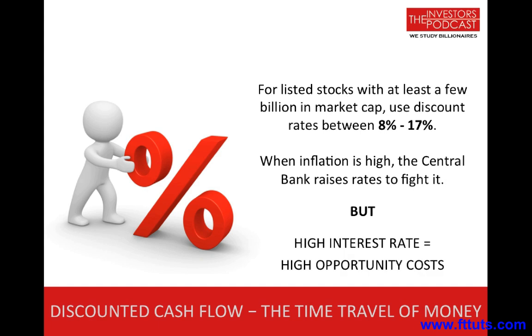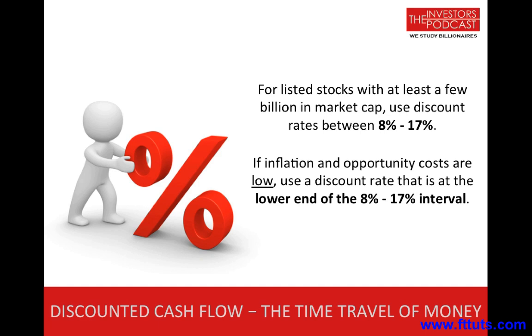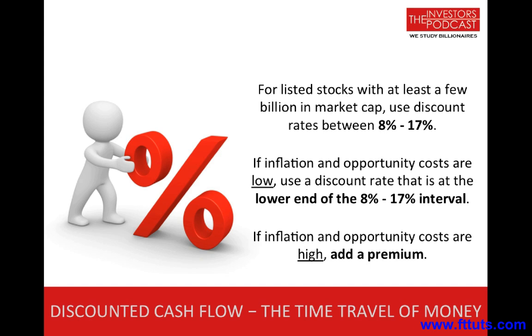If the inflation and the opportunity cost are low, generally less than say 3 to 5%, I would typically use a discount rate that is at the lower end of the interval of 8 to 17%. If it's higher, I would typically add a premium. For instance, if I can get 5% on my 10-year federal note, I would add perhaps 1 or 2% to my discount rate, and if the interest rate were higher, I would add an even higher premium.